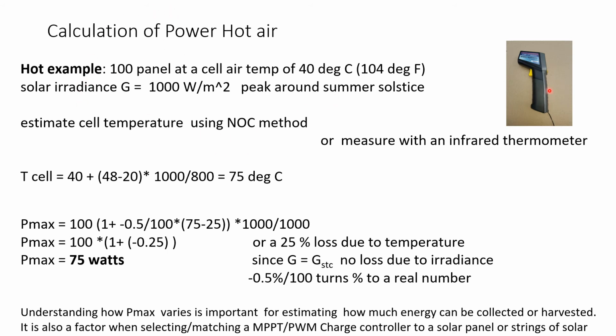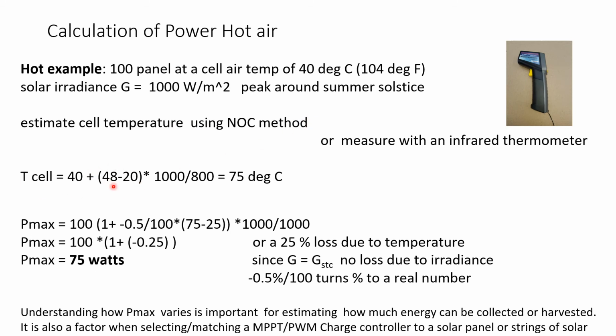All right. Here's my little thing to measure my temperature. And this is a hot example. Take my 100-watt panel at STC. I'm assuming an air temperature of 40 degrees C, 104 degrees F, and a solar irradiance of about 1,000 watts per meter squared. I'm doing this for my area. I think this is peak for around the summer solstice on the east coast of the United States. I'm going to estimate the cell temperature using the NOCT method.